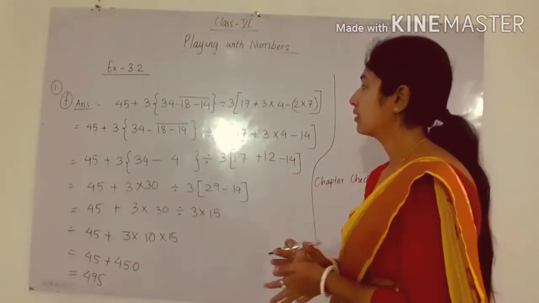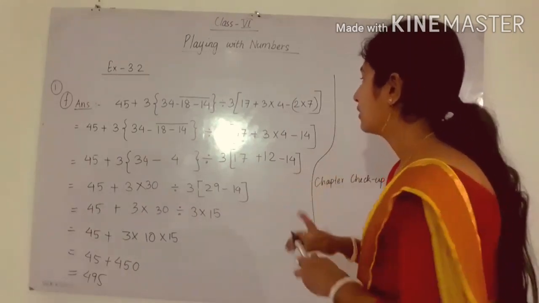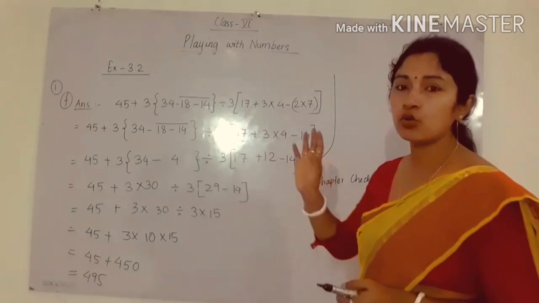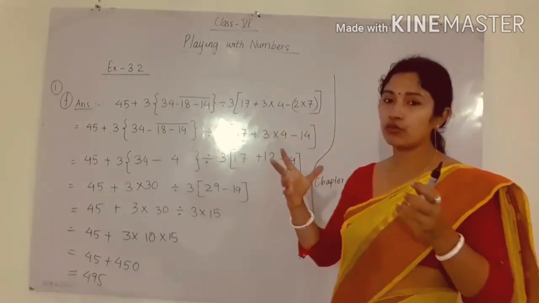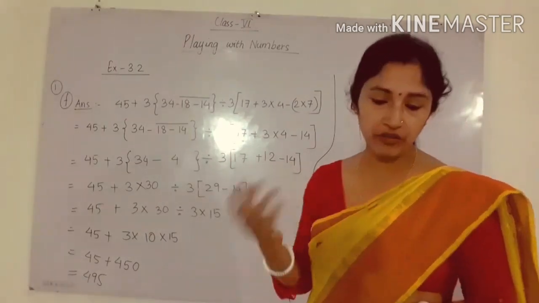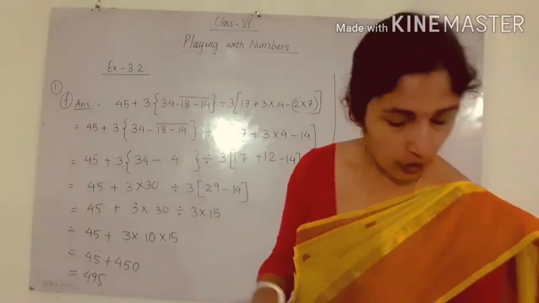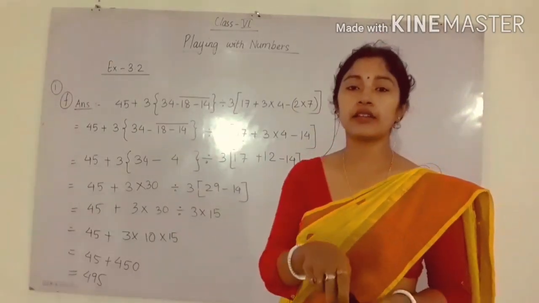So next is number F. See, this is the question. Here there are two brackets, and they are placed differently. That is, one bracket is not inside another bracket, like in the previous question, where we had one bracket inside the other bracket, and another bracket inside that bracket.